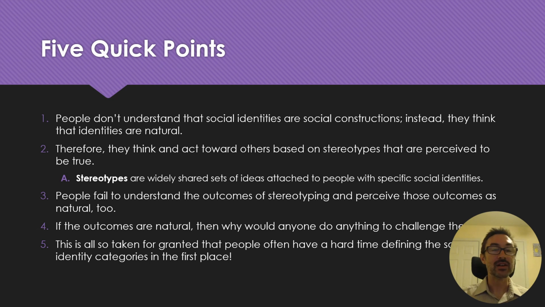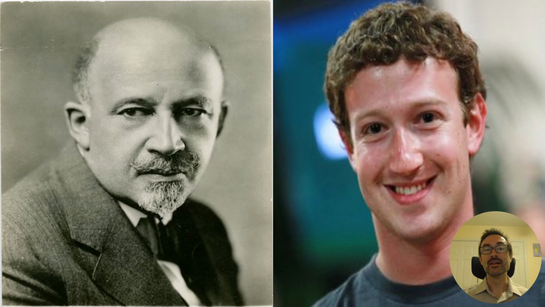Point number 5, this is also taken for granted: people often have a hard time defining the social identity categories in the first place. I can illustrate that with this image of 2 men. Who are these 2 men? And yes, I know this is made more difficult by the fact that the left-hand picture is in black and white. Do you have any guesses? I'll let you think about it for a second.